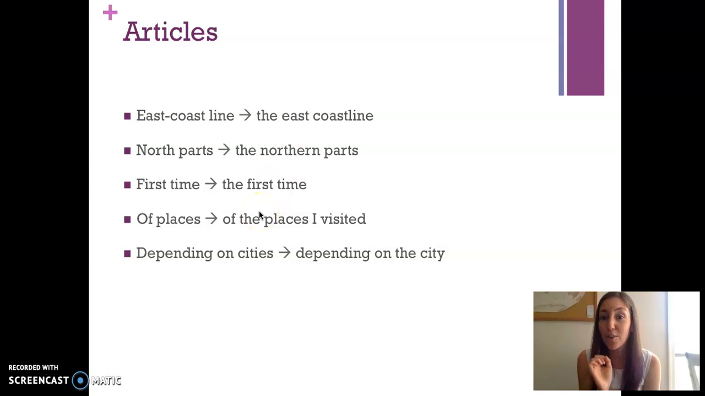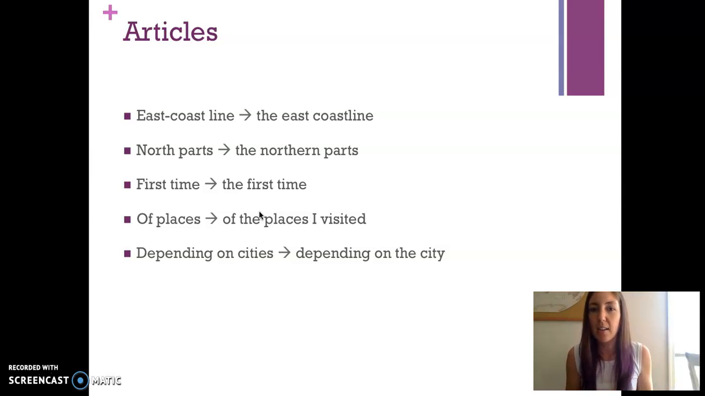First time, so first is a superlative, which means like the first, it's only one. And when there's only one, it's specific, it's identifiable. So we want to say the first time, the second time, the third time, the last time. One part you say of places, like the mood of places. Again, you're talking about specific places that you actually visited. So we want to say of the places that I visited.